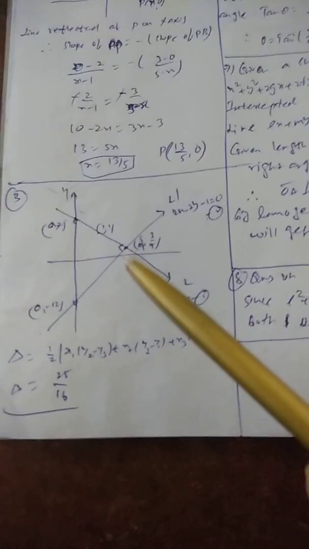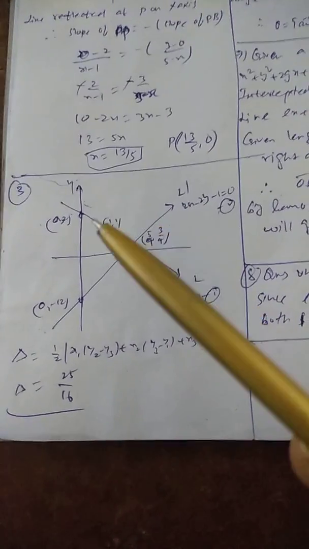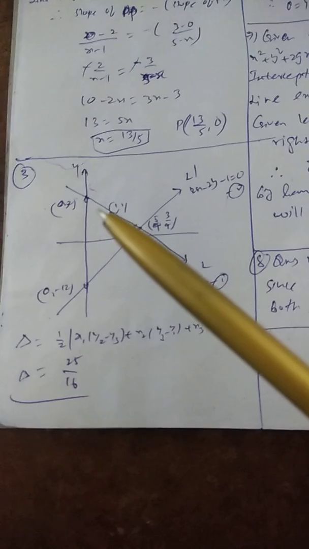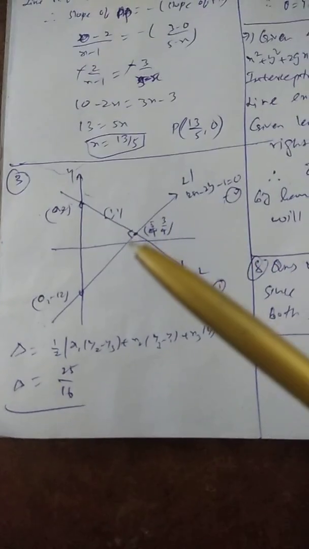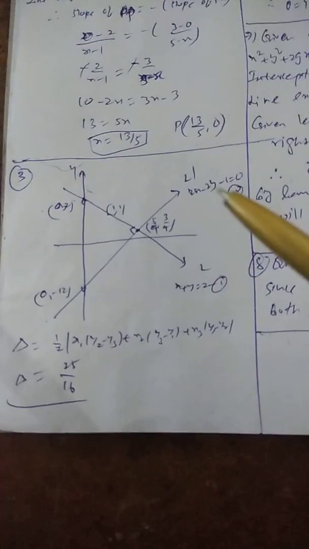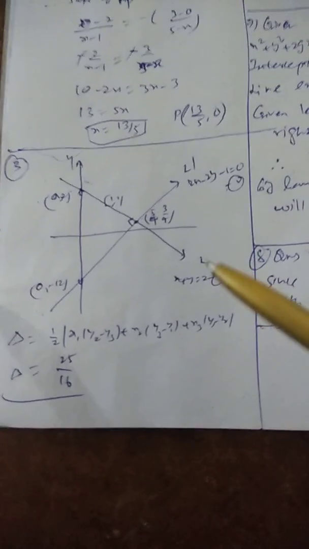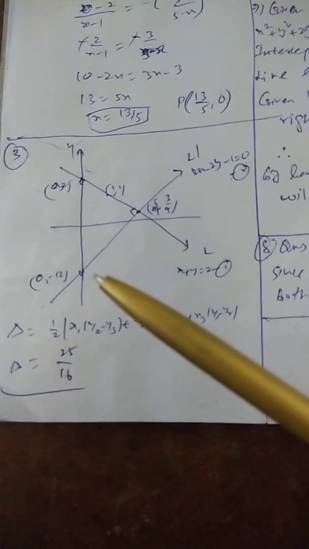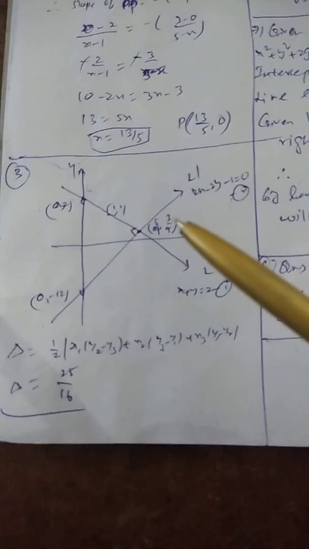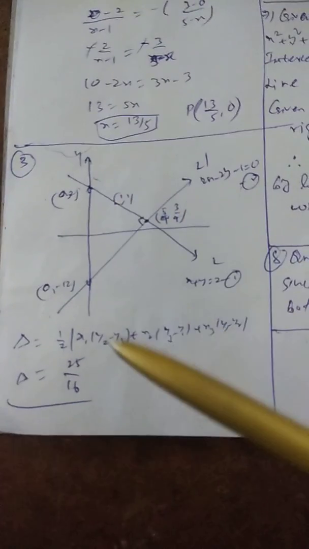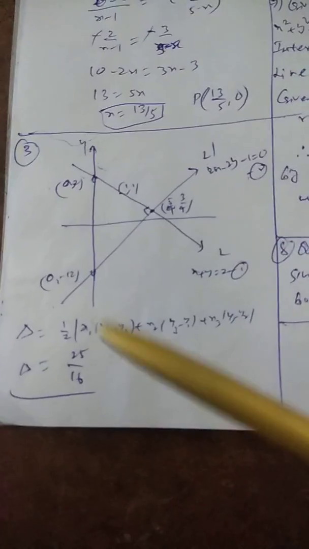Next, the third question. A straight line passes through (0, 2) and (1, 1), and another straight line is perpendicular to this line and passes through (0, -12). Then find the area of the triangle formed by the y-axis and these two lines.